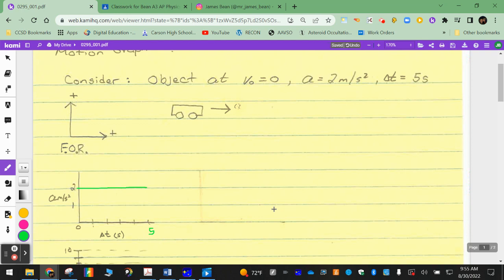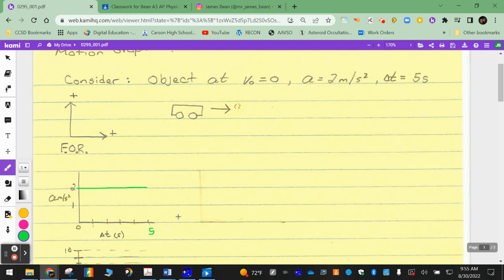Now, for AP test purposes, whenever you have multiple graphs over the same situation, you always want to line up the x-axis because the times will be the same. So this is what the acceleration will look like. It's constant acceleration of 2 meters per second squared, and it's for 5 seconds.